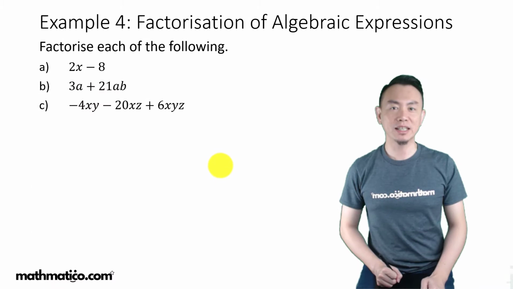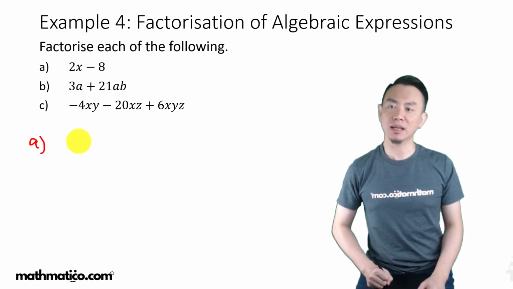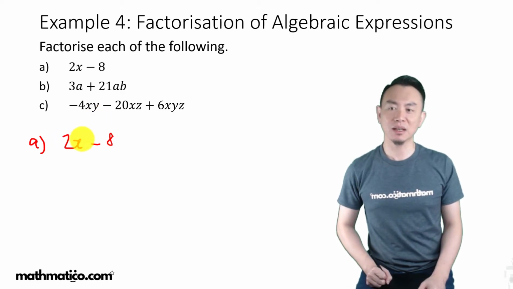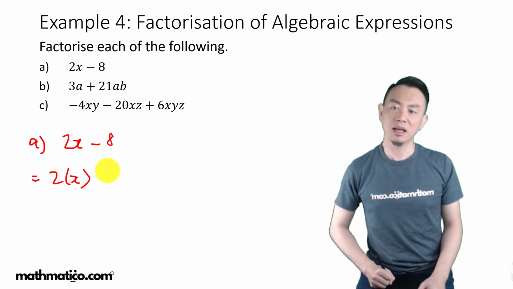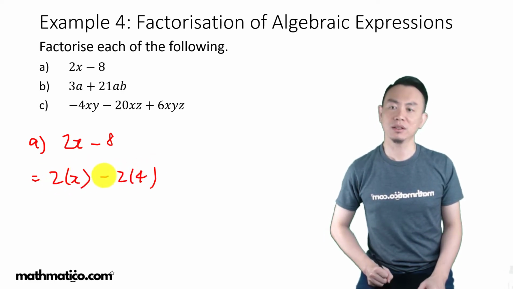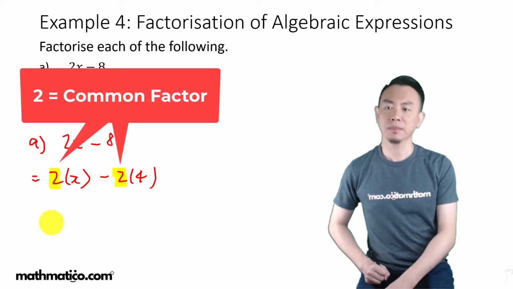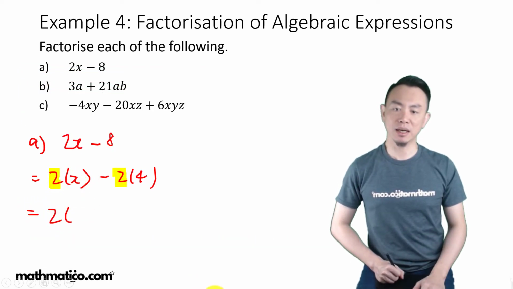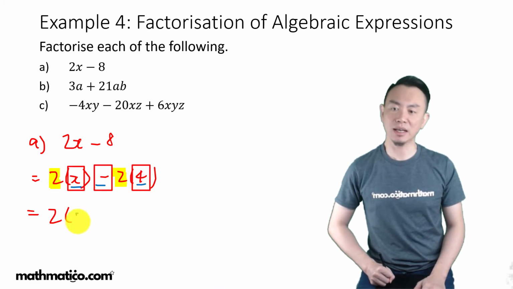Example 4, factorization of algebraic expressions. We're going to factorize all this starting from a. We have 2x minus 8. We have 2 here, we have 8 here, there's no x and y, so obviously the common factor is in the numbers. We see that 2x is 2 times x, 8 is 2 times 4. So the 2 here is a common factor, and we pull it out of the bracket. Then let's look at what's remaining behind. We have x, minus, 4. Let's put them all in the bracket, x minus 4.